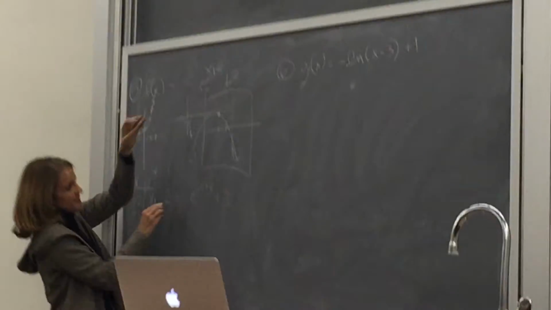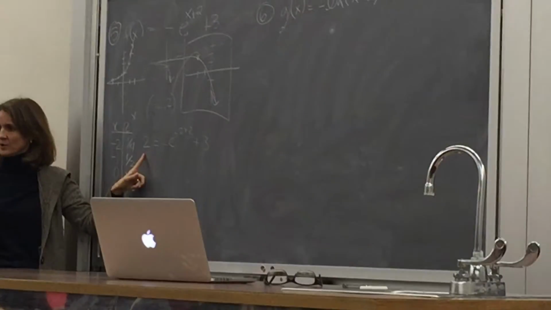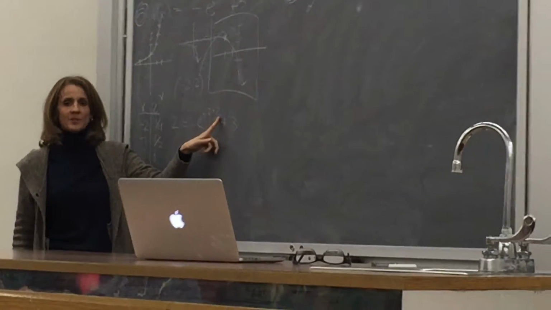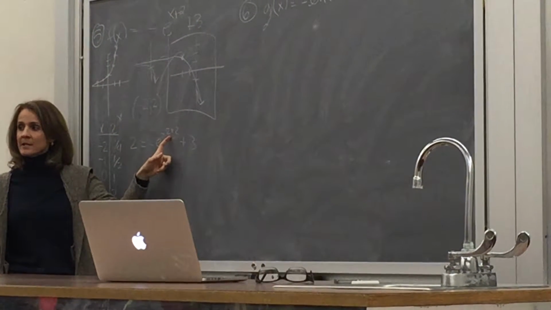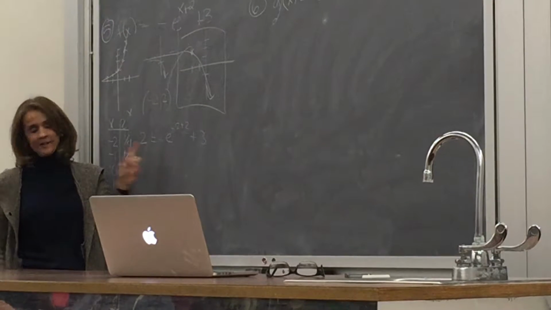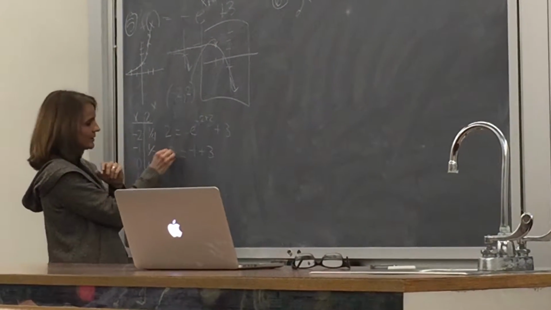should equal positive 2 for y. When x is negative 2, y should be positive 2. Well, let's try it. Negative 2 plus 2 is 0. e to the 0 is 1, but then you have a negative. So now you have negative 1 plus 3, lo and behold, it equals 2.